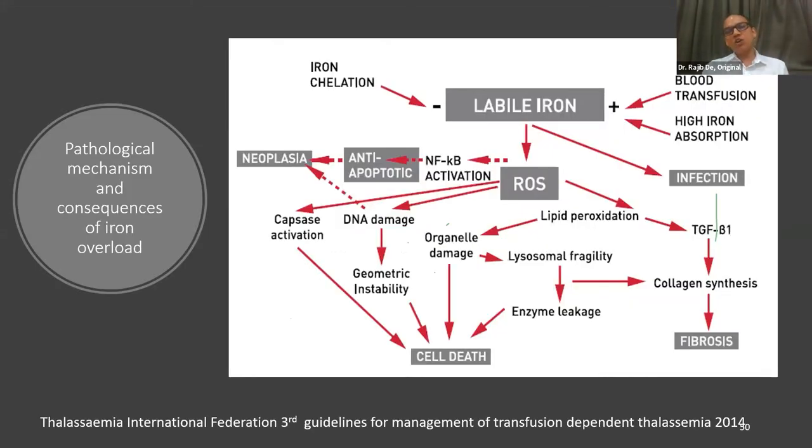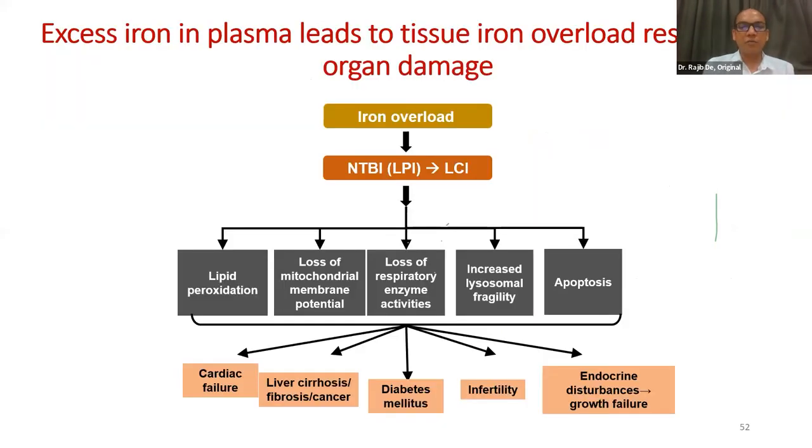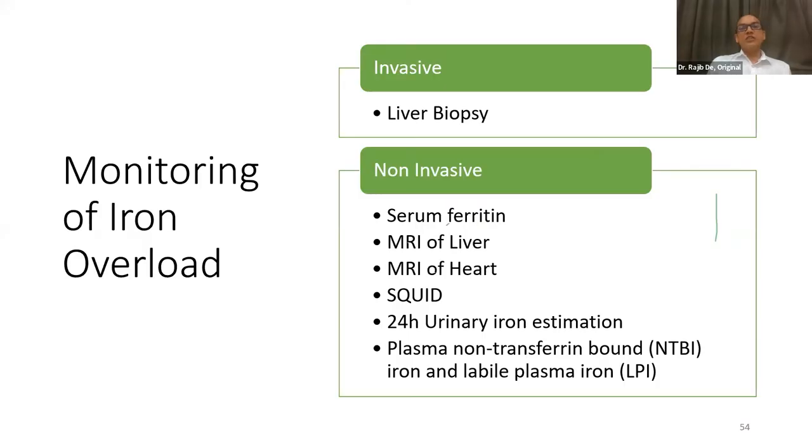So this labile iron, or non-transferrin bound iron, produces reactive oxygen species, which cause lipid peroxidation, cellular damage, and a lot of other complications like cardiac failure, liver cirrhosis, endocrinopathies, infertility, cellular damage, as well as vasculopathy. Now monitoring: the ideal monitoring is assessment of liver iron concentration.